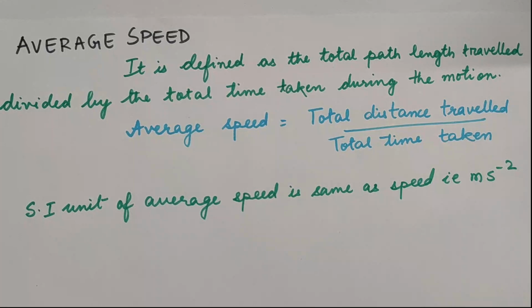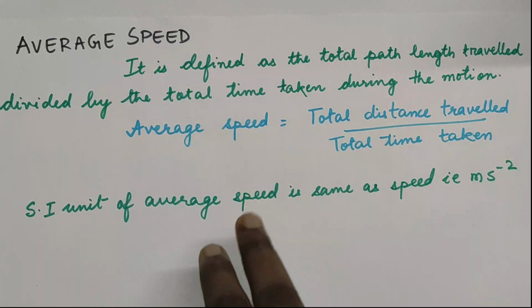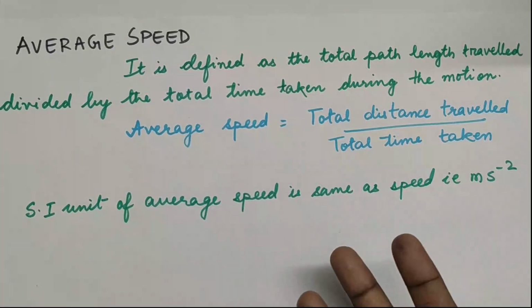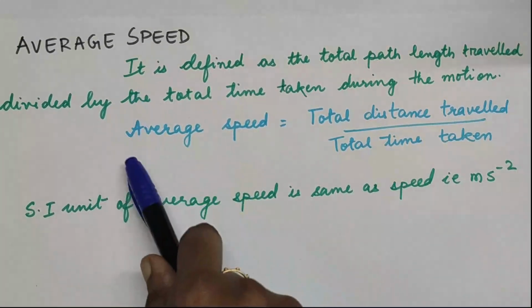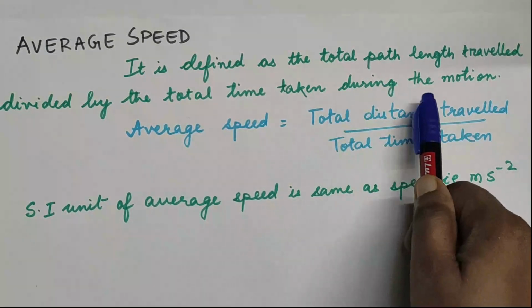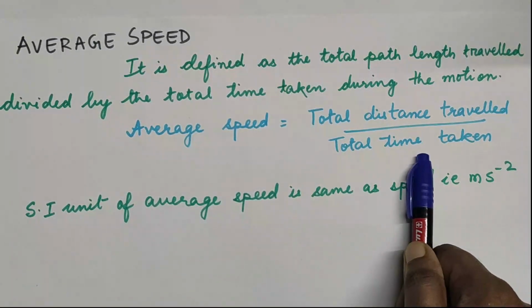But when we have non-uniform motion, the distance may be different all the time and the time may be different, so you need to use the concept of average speed of the body. This is used when an object is moving in non-uniform motion. The speed will keep on changing. In such a case, we have to calculate the average speed by the total distance traveled divided by the total time taken.